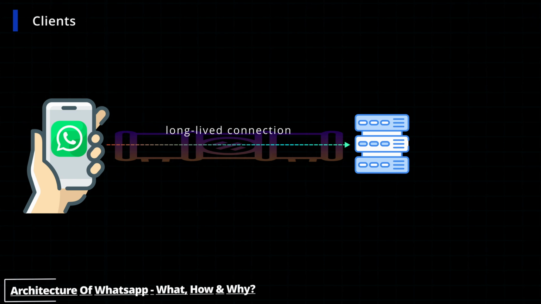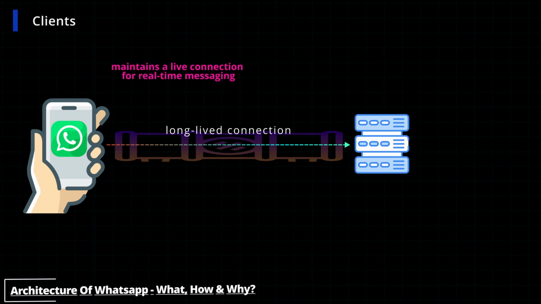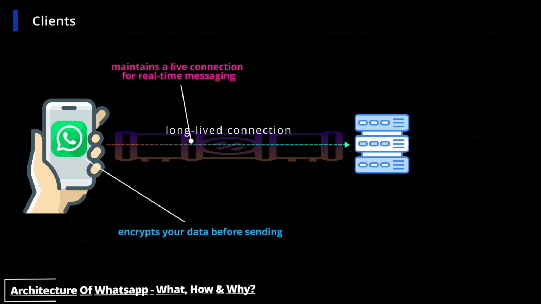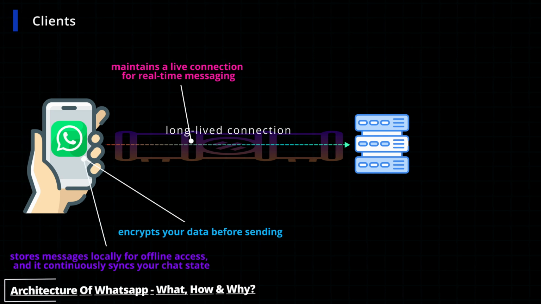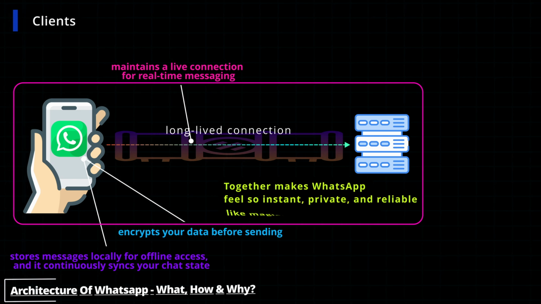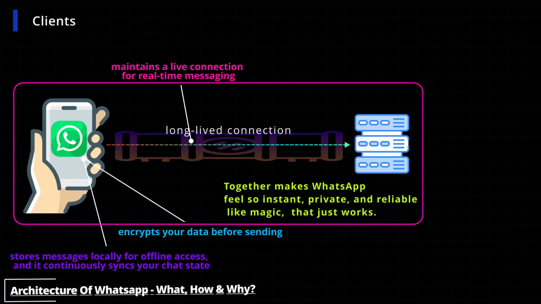So, to sum up, the client does way more than just show chats. It maintains a live connection for real time messaging. It encrypts everything before sending. It stores messages locally for offline access. And it continuously syncs your chat state. All of this together makes WhatsApp feel so instant, private, and reliable, like magic that just works.